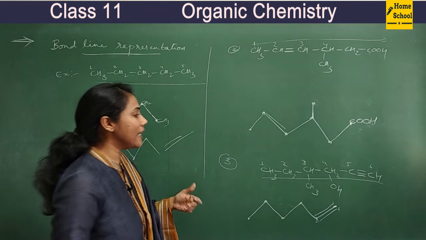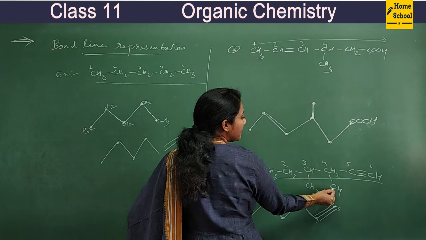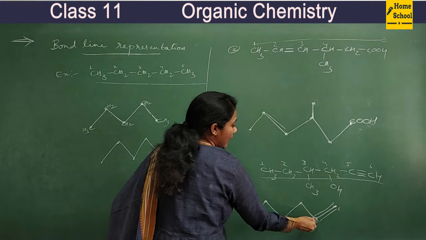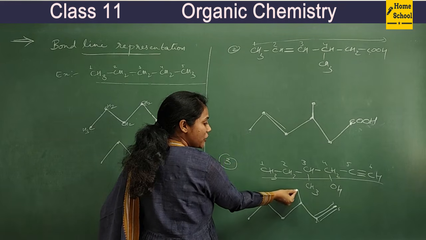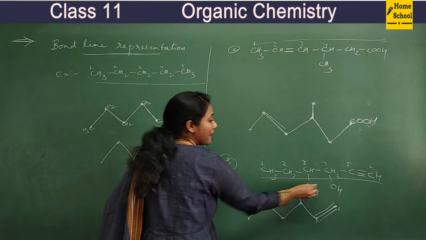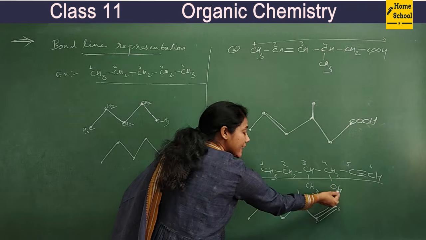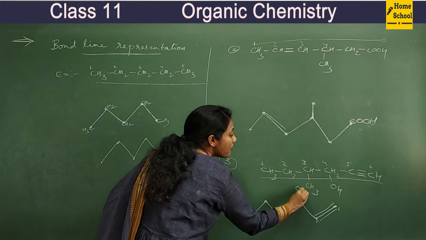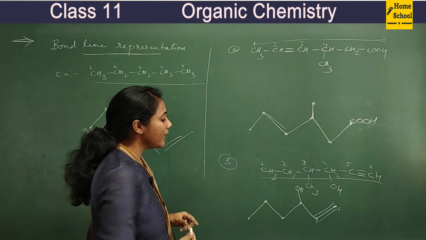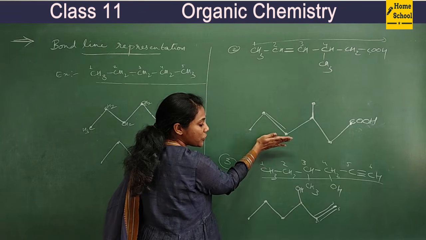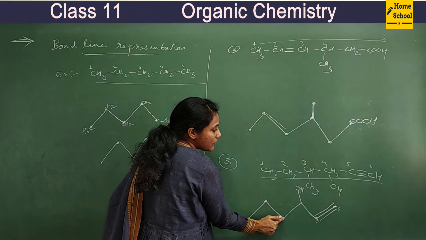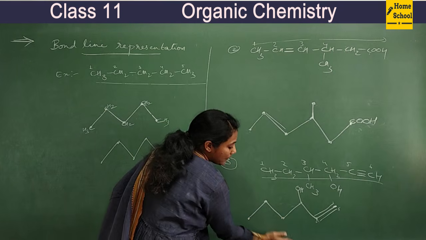And now you show the branches. At the fourth carbon there is a branch OH. This is our fourth carbon branch. If you leave it as such, it is understood that there is CH3, but this branch is not CH3. It is a functional group OH. So mention OH. If you are showing a branch to upper points, show the branch up. If you are showing a branch to lower points, show the branch at the bottom.